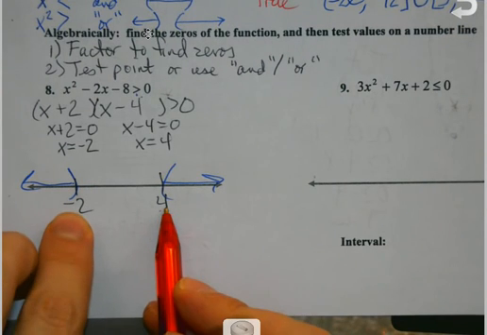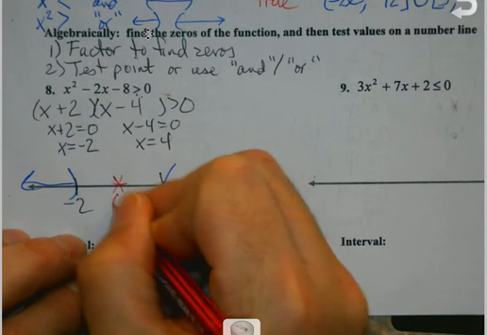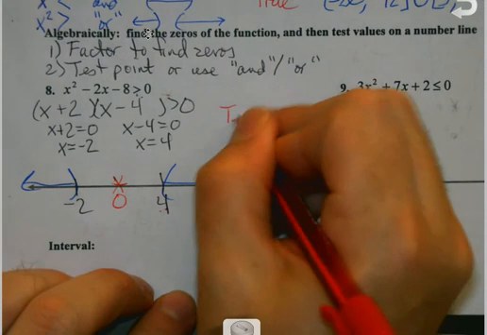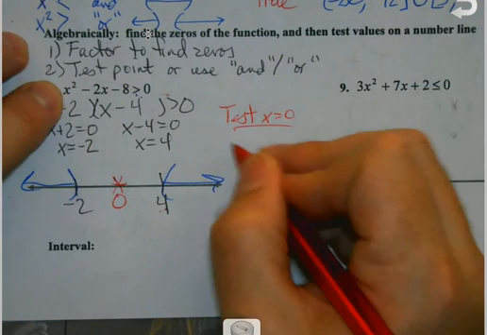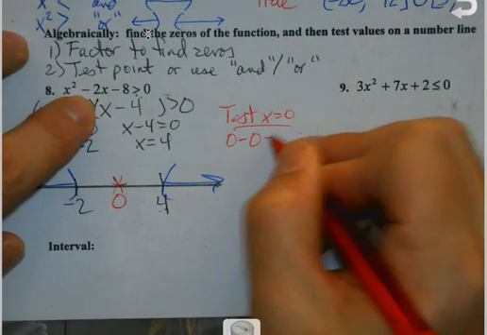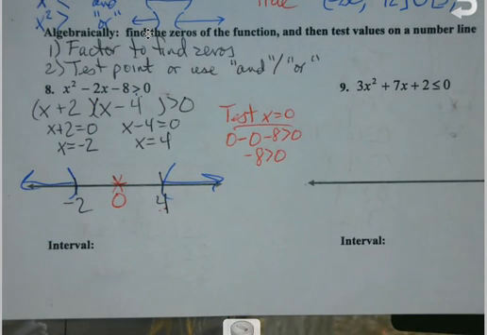What's a number between -2 and 4? 0. Good pick. Okay, I'm going to choose a test point that's in between here. So I'm going to test out 0. So if I test x equals 0, I'm going to plug 0 in. 0 squared is 0. 2 times 0 is 0. And I'm going to simplify this. And I get to here and I go, okay, let's see. Is -8 greater than 0? No.